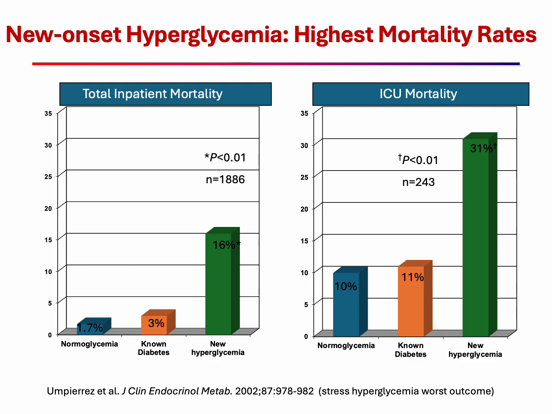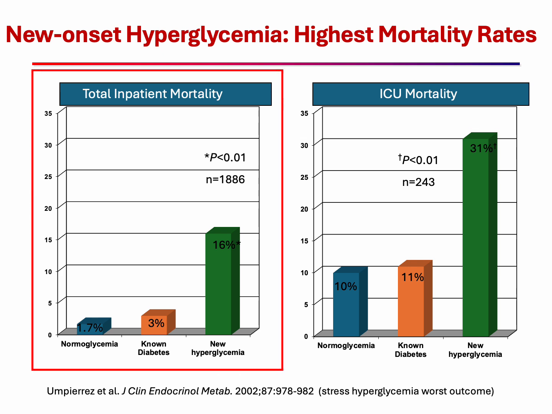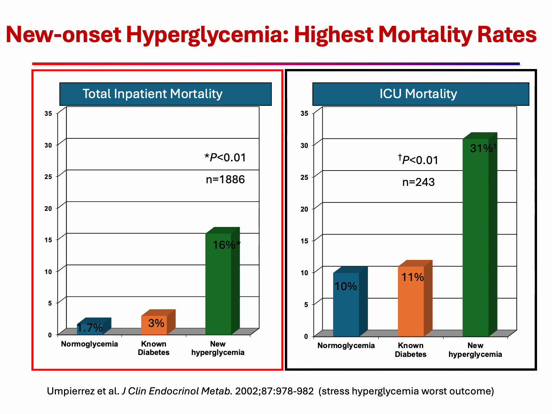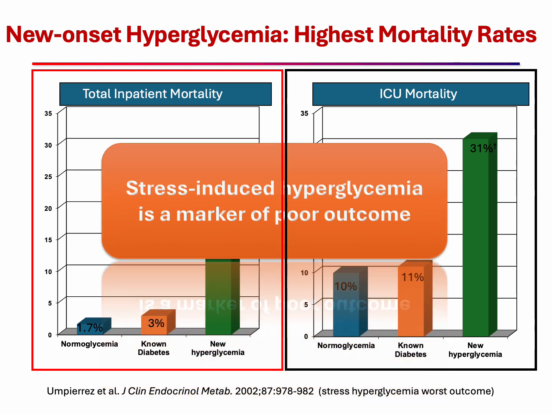Now, why does stress hyperglycemia matter? Research has shown that it leads to worse outcomes than pre-existing diabetes. Patients with new onset of stress-related hyperglycemia have up to 10 times higher inpatient mortality. And this trend is evident also in the ICU setting. Stress-induced hyperglycemia, therefore, is a strong indicator of poor prognosis, often more critical than known diabetes in predicting mortality. This is likely because it reflects the underlying severity of the illness itself.